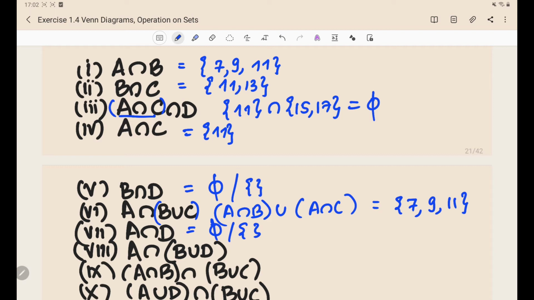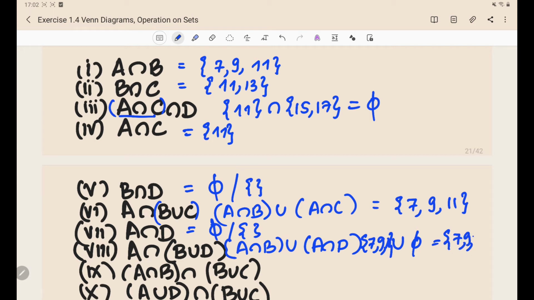Again, A intersection (B union D). I represented it wrong. Again, use the distributive law: (A intersection B) union (A intersection D). What is A intersection D? A intersection D is ∅. A intersection B is {7, 9, 11}. So ∅ union {7, 9, 11}, what are the elements of it? 7, 9, 11 itself, right? 7, 9 and 11 are the elements of this subset.